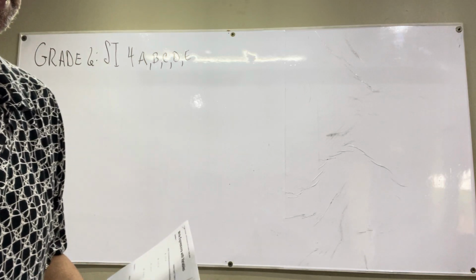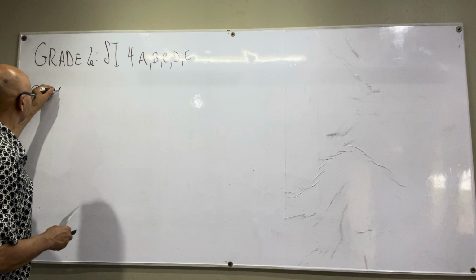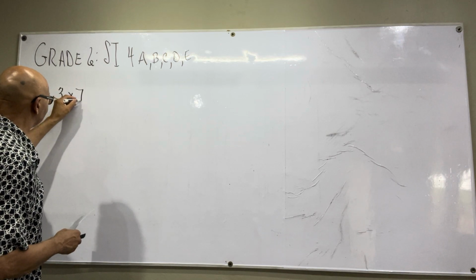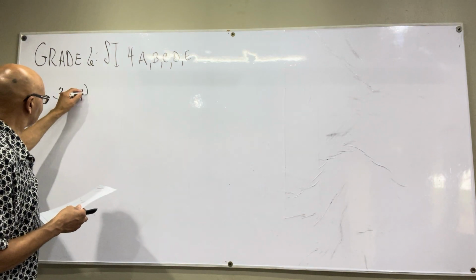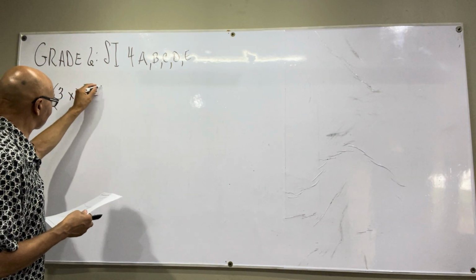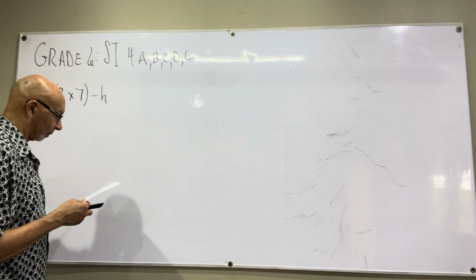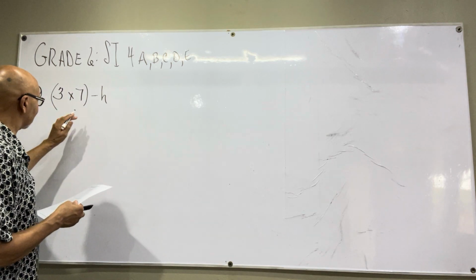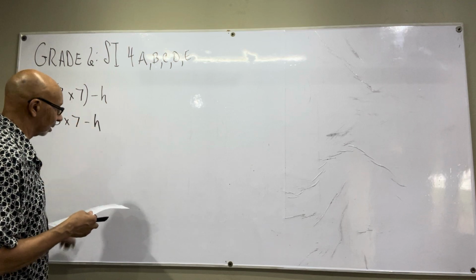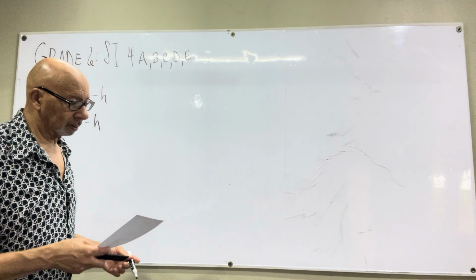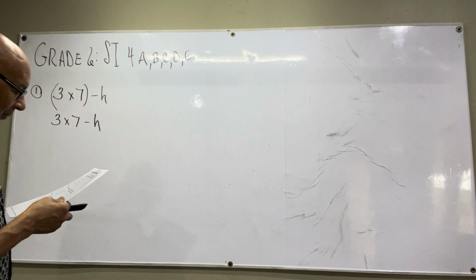So what does it ask us to do first? It says multiply 3 and 7. Now you know that will be done like this, 3 times 7. Then subtract h. So you could leave 3 times 7 like this and take away h. You can do that. Or you can leave the parentheses out. 3 times 7 minus h. That will be the algebraic way to describe that sentence.